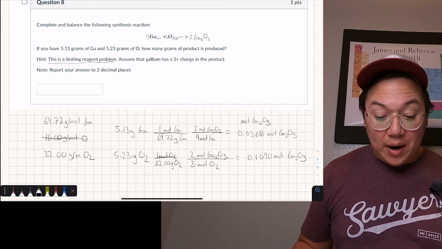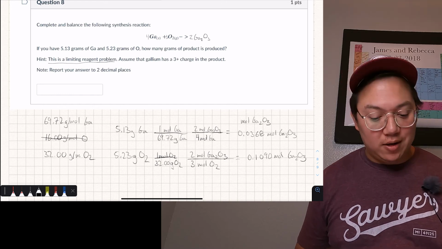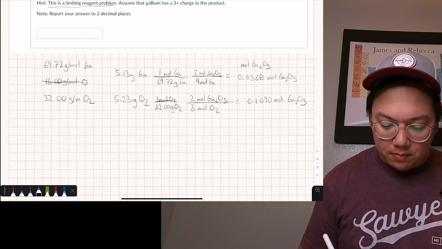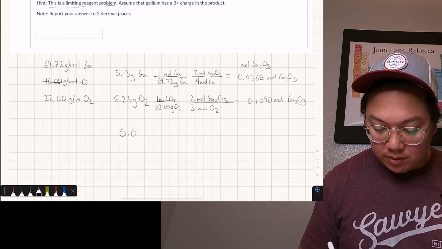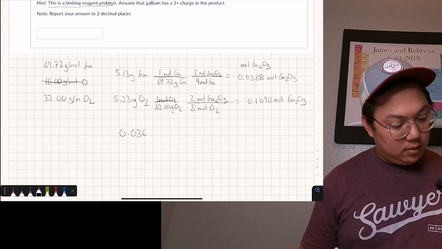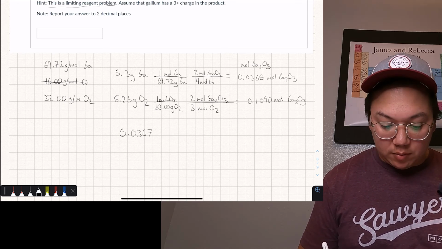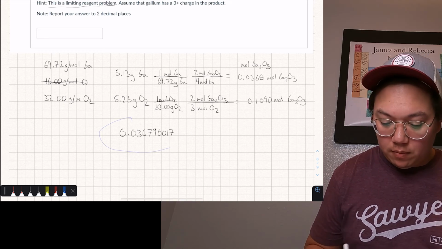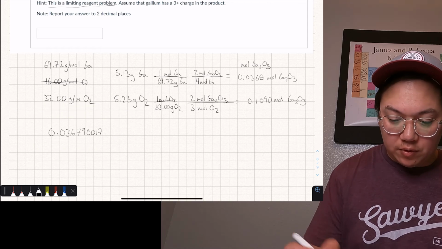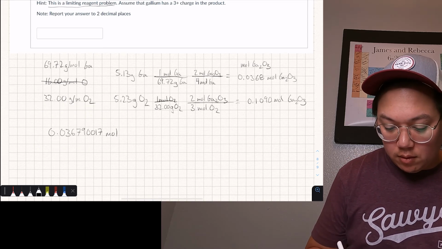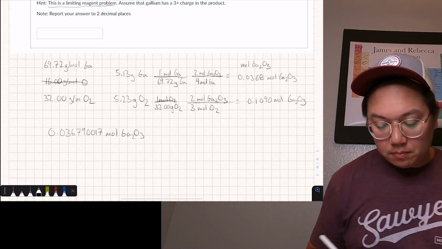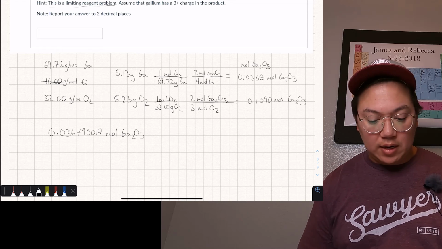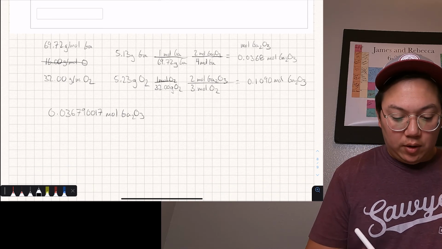So we're not quite done there because we want the grams of product produced, which I overlooked a little bit. 0.036. And again, you want to use as many digits as possible when you do this. So that's our moles, all the numbers from my calculator, moles of gallium oxide. So now we need to convert this from moles of gallium oxide to grams.